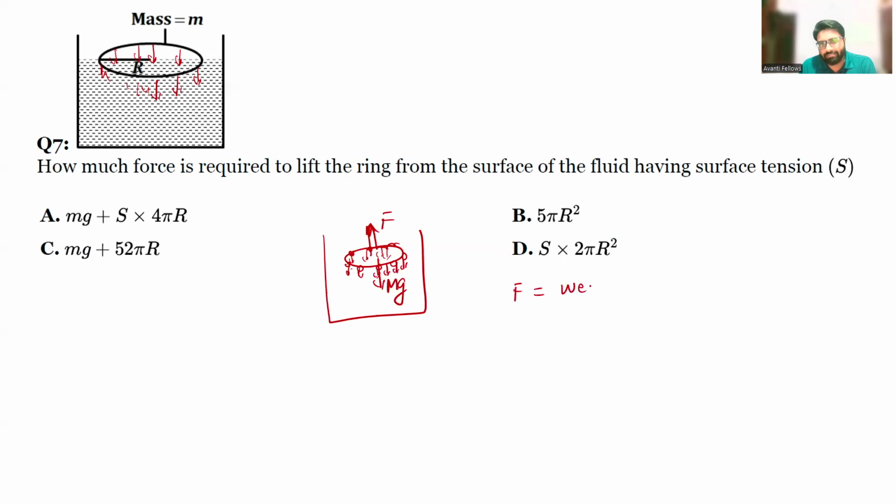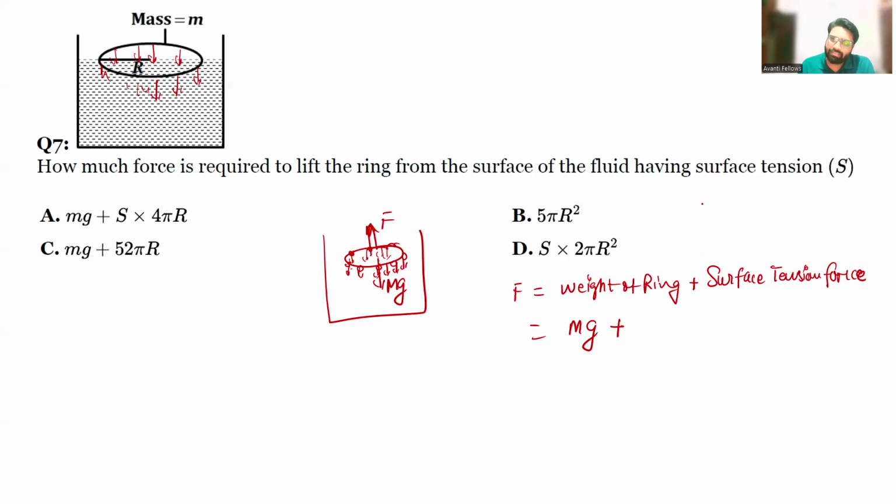is equal to the weight of the ring plus the surface tension force. Okay. So the weight of the ring is very simple. Mass is given, so it is mg, plus the surface tension force.